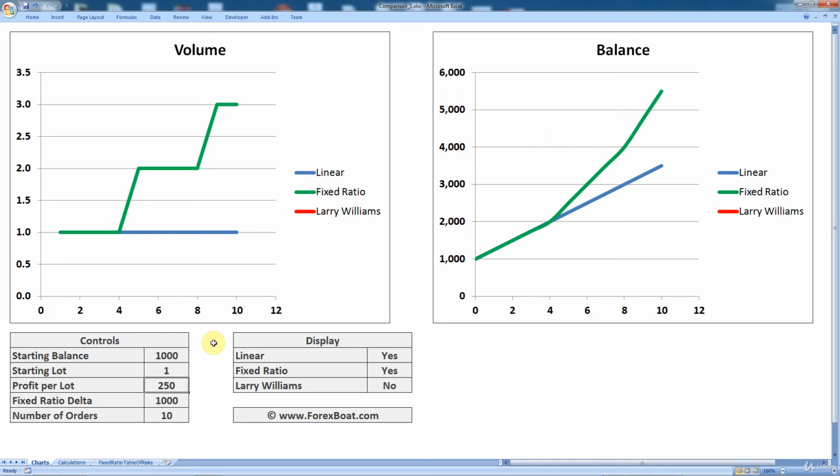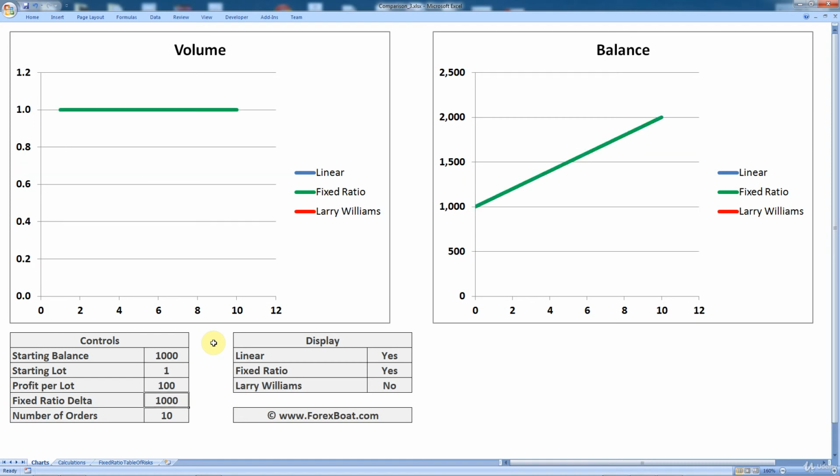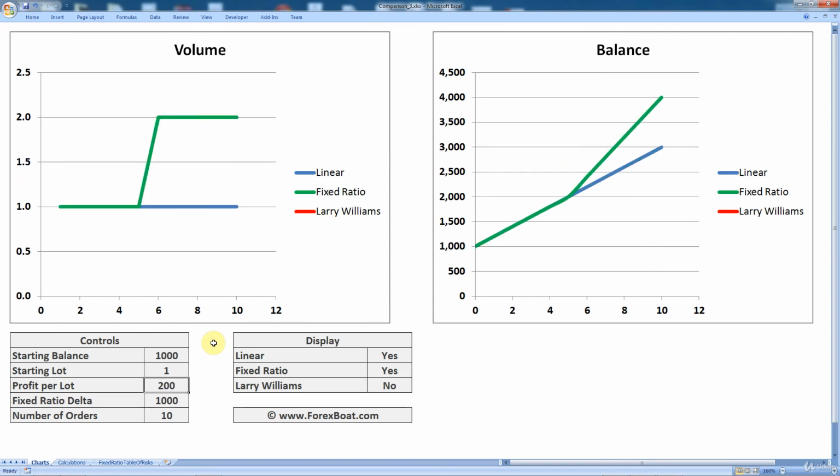Profit per lot. Here, you kind of need to look at the average profit per lot that you've had in the past couple of months. That's what I would do anyway. You can put in an estimated profit per lot or a desired profit per lot, anything basically. So you can put in $100. You can put in, let's say, $200. It might be $500 for some.